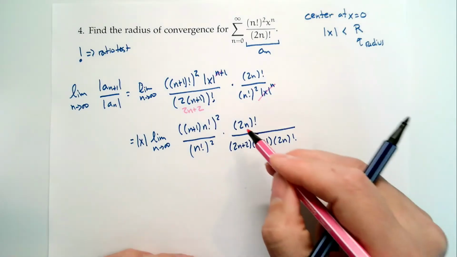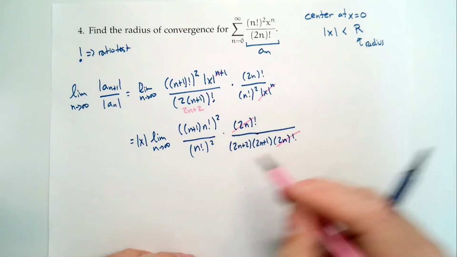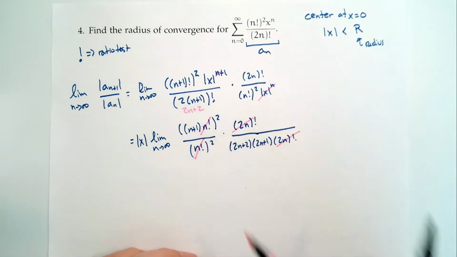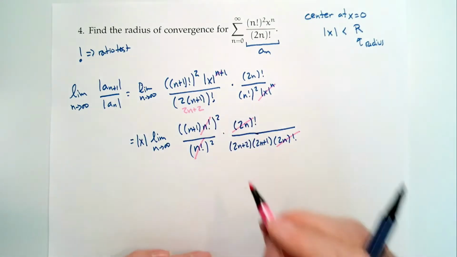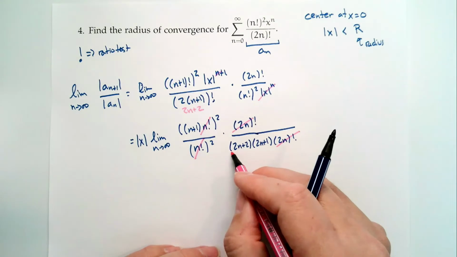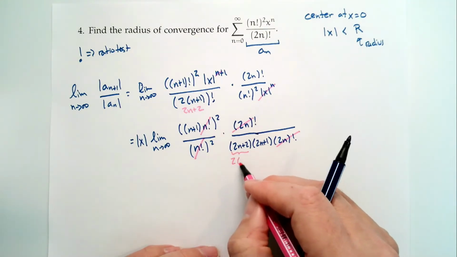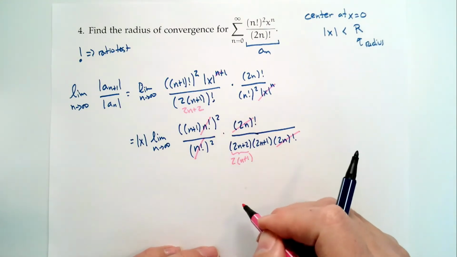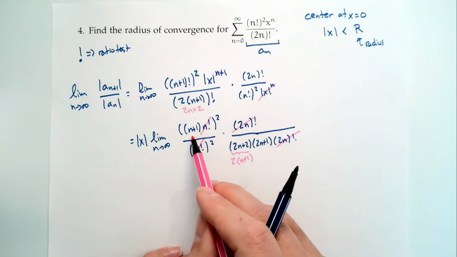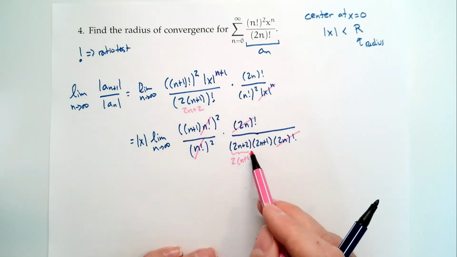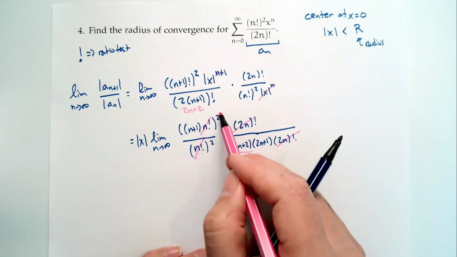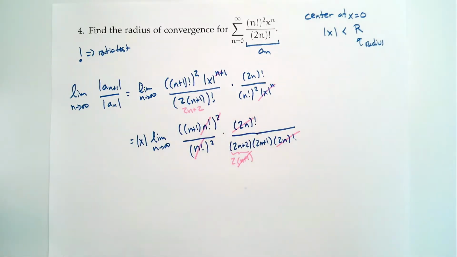Now we get some cancellation. The 2n factorials cancel, the n factorials cancel. Life is good. In fact, we can go a little bit further. See this term here? That's really 2 times n plus 1. And now there's an n plus 1 squared, and there's an n plus 1 downstairs, so you can cancel one of those with one of those.